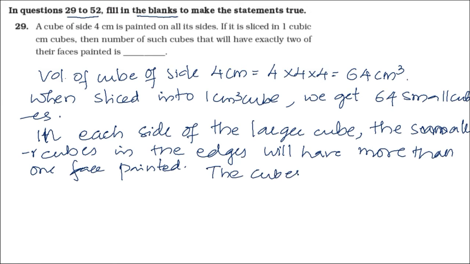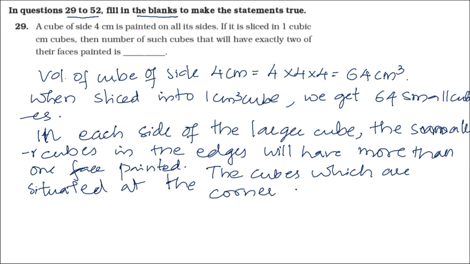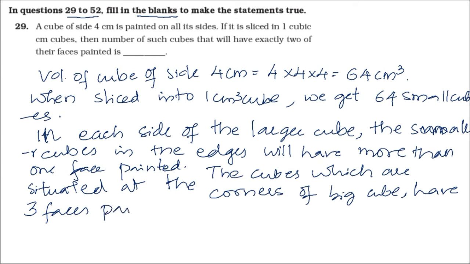The cubes which are situated at the corner of the big cube have 3 faces painted. Hope this statement is clear to every one of you. So, on each edge, 2 small cubes are left out, which have 2 faces painted.